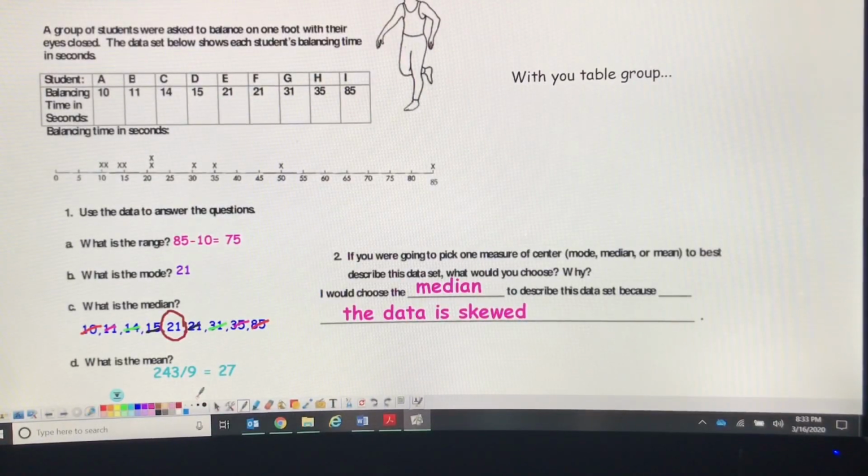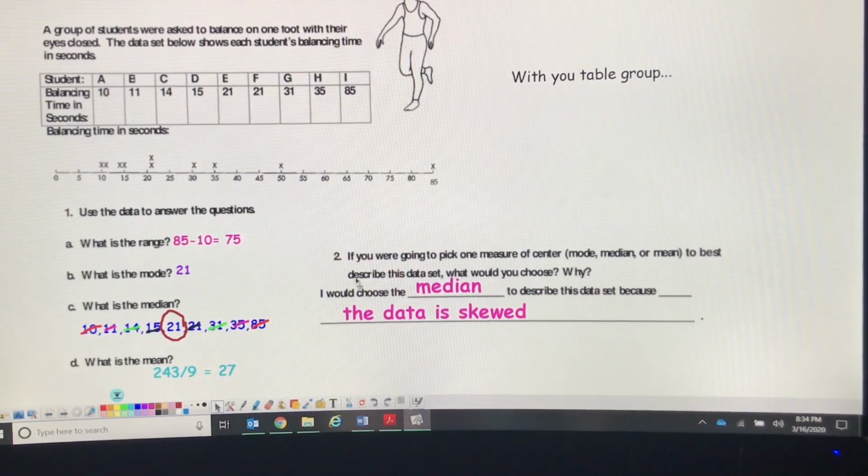Let's take a look and see how you did. If we take a look here, the range of our data is 85 minus 10. 85 is our largest and 10 is our lowest. Therefore, our range is 75. Our mode is the number that repeats the most, at 21. Our median cannot be calculated until we number our numbers from least to greatest and narrow down until we find the middle number. That middle number is 21. Our mean is calculated by adding all our numbers and dividing by how many there were to get 27.